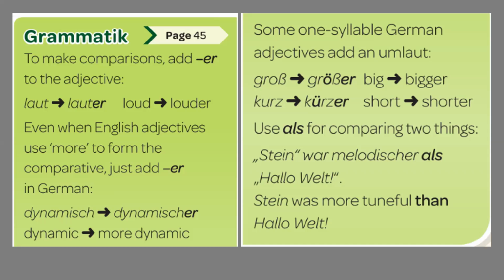The third thing we need to note down is that you use als to compare two things. Where in English you say Stein was more tuneful than Hallo Welt, you say Stein war melodischer als. Als is used exactly the same way as "than". So, you only add ER, you sometimes change the vowel, and you use als. You might need to pause this to give yourselves time to make notes.